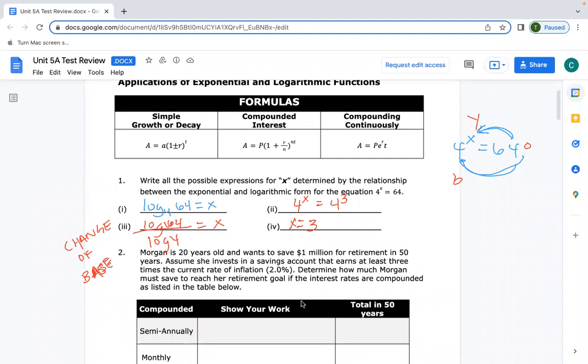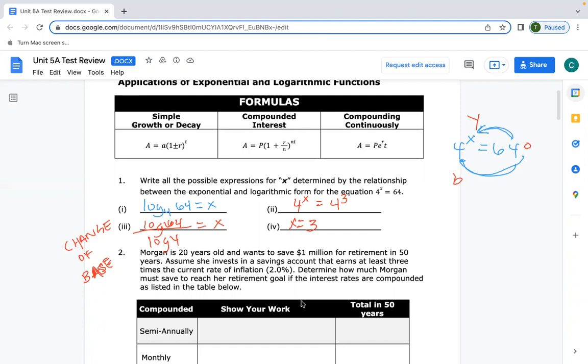All right, so looking at the next one, Morgan is 20 years old and wants to save $1 million for retirement in 50 years. Assume she invests in a savings account that earns at least 3 times the current rate of inflation, which is 2%. Determine how much Morgan must save to reach her retirement goal if the interest rates are compounded as listed below. All right, so which formula are we going to use?